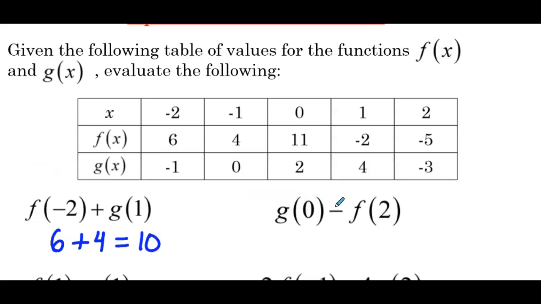Next, we have g of 0 minus f of 2, so we'll evaluate each function first and then find their difference. So if we input 0, go down to the row for g of x, the output is 2. F of 2, so input is 2, the output for f of x is negative 5. So this is equivalent to 2 plus 5, which is equal to 7.